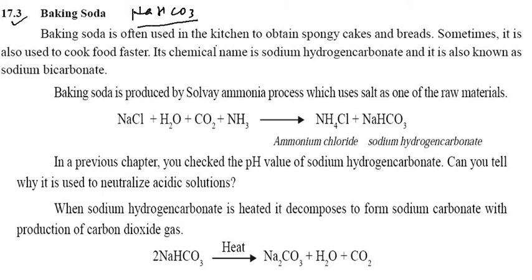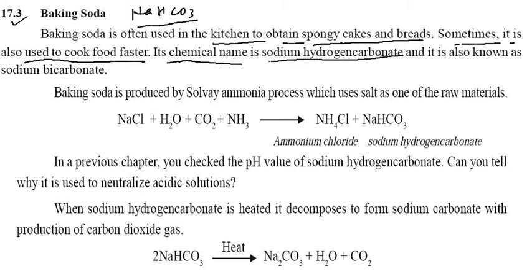Baking soda is often used in the kitchen. Kitchen mein bahut zyada use hota hai, and for making spongy cakes and breads. Cake aur bread ko spongy banate hai, isliye iska bahut zyada use hota hai. Sometimes it is also used to cook food faster. Food ko bahut fast banane ke liye, jaldi ban jaye khana. It is the chemical name of sodium hydrogen carbonate. You can say sodium bicarbonate also.